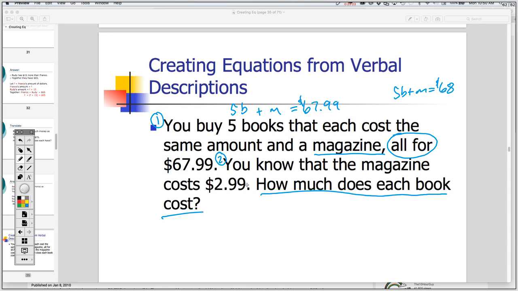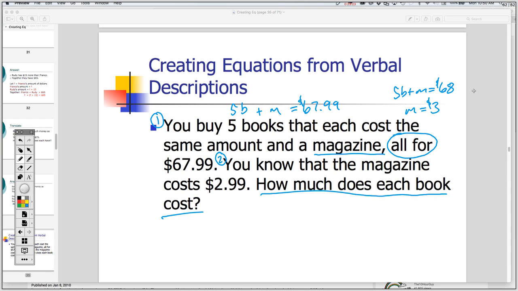How much does each book cost? How would you figure this out? Yeah, you would divide, but what would you do first before you divide? What would you do before you subtract? Plug it in. So your brain was working too quick. You were already at the last step.